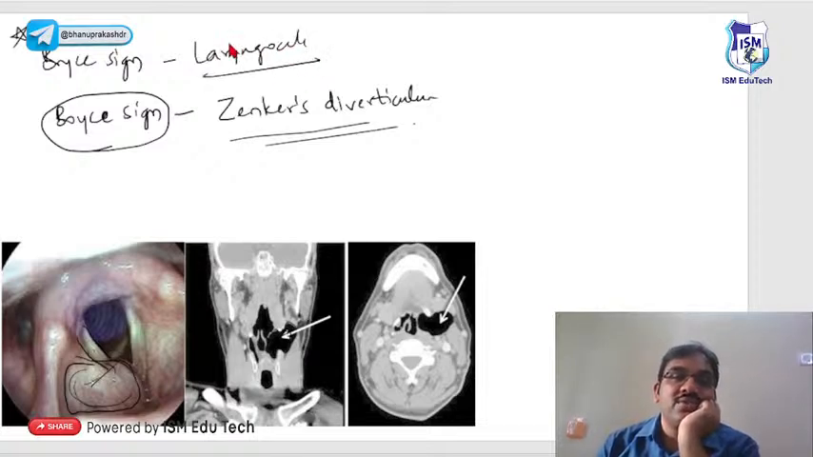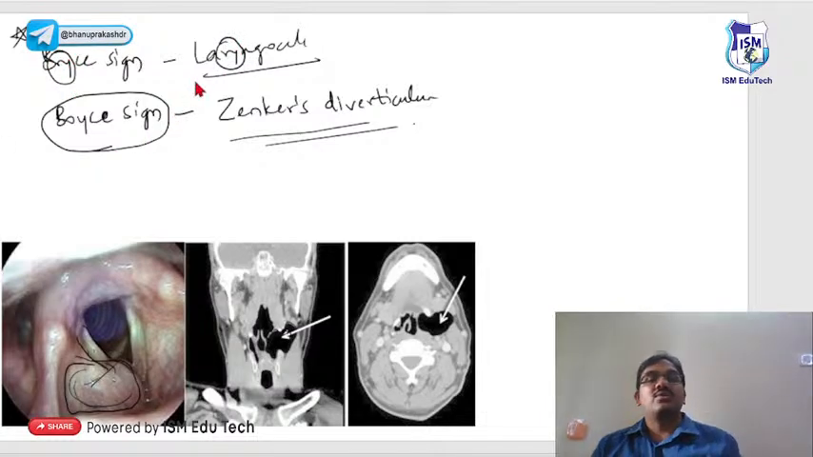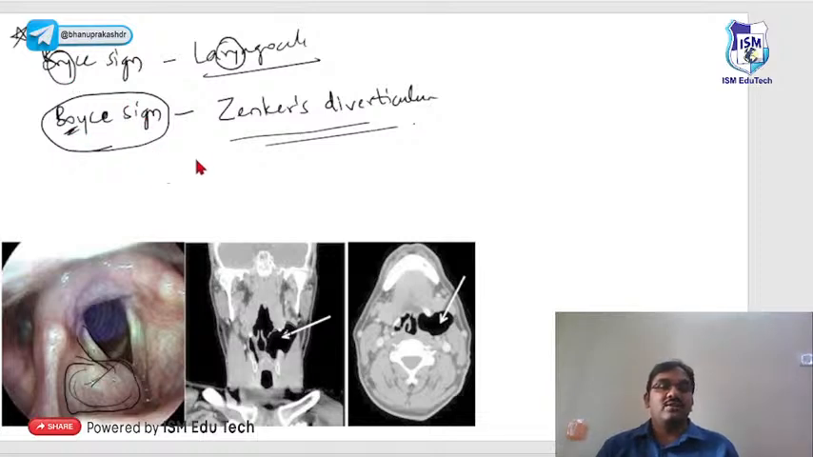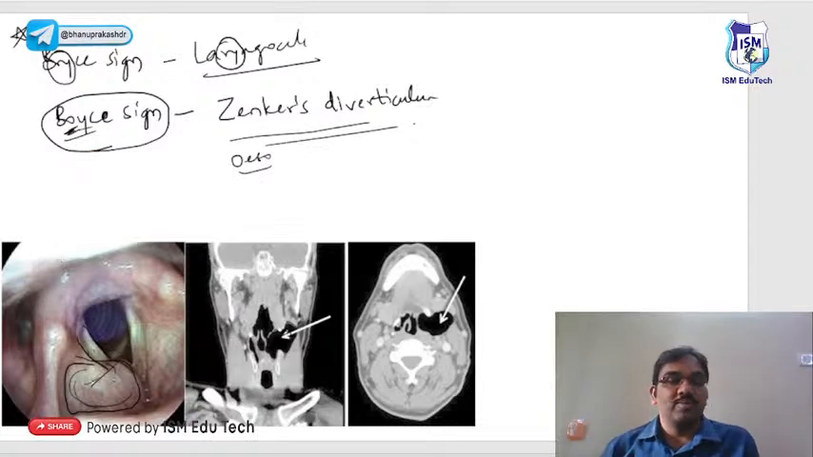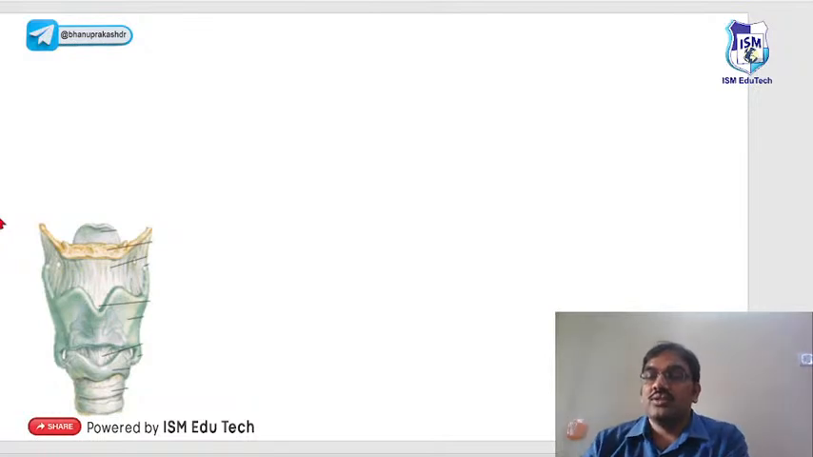If there is any confusion, you can remember it like this: R for larynx, laryngocele, Bryce sign. And the Boyce sign is the esophagus, food related, Boyce sign. Likewise also you can remember. Okay, clear. I hope this is clear.